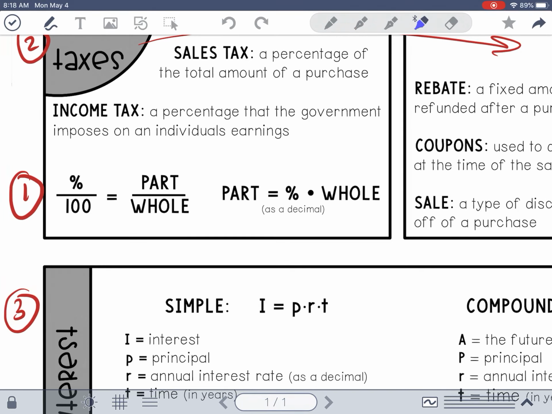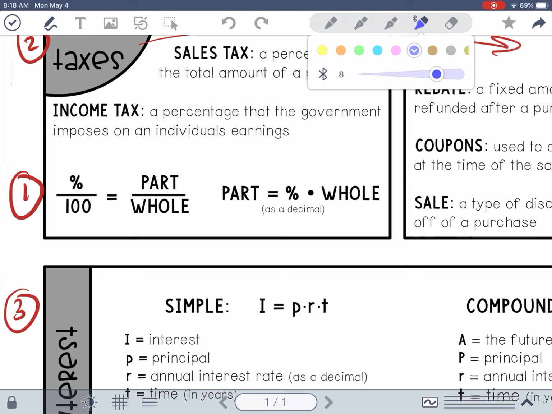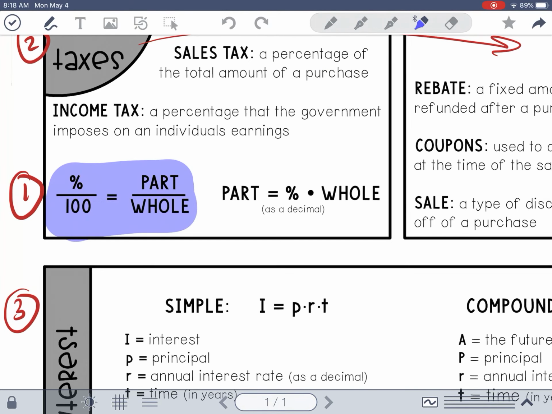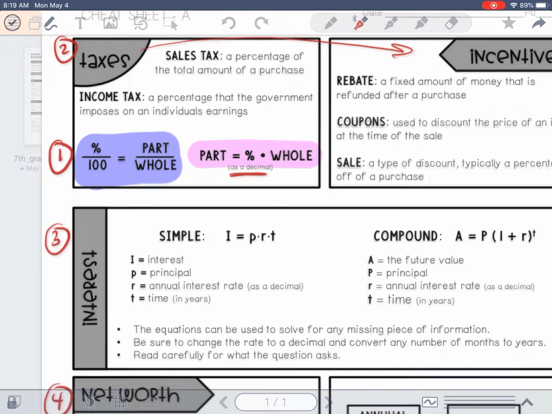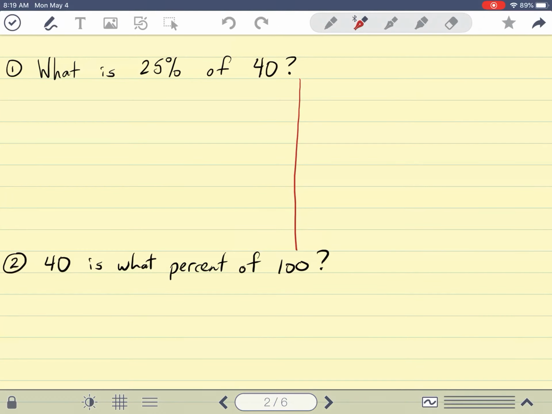So you've got percent over 100. Let's do a little bit bigger on the highlight. Percent over 100 equals part over whole. Or you can do the part is equal to the percent times the whole. But remember, here this is the percent as a decimal. Those are the 2 methods to find the value of a percent. So let's do that with these 2 examples.